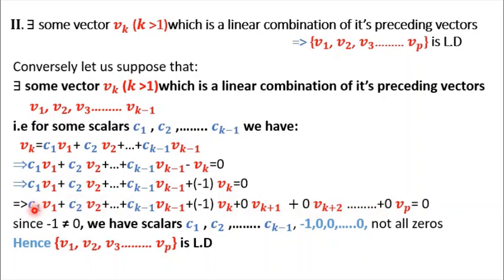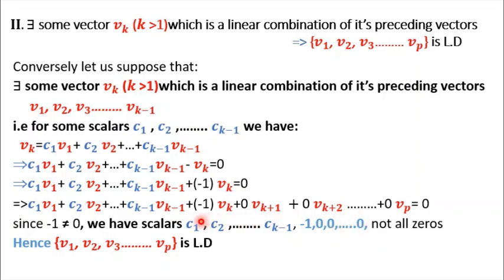Now here if you observe, you have a linear combination of v1, v2, vk minus 1, vk, vk plus 1, vk plus 2, vp. That means a linear combination of all p vectors, and the vector equation is equal to 0. Then what are the scalars? c1, c2 and so on, ck minus 1, minus 1, 0, 0, 0, 0, 0. Now among all these scalars, minus 1 is a non-zero scalar. And what are the other scalars? c1, c2 and so on, ck minus 1, and this minus 1 is here, and the rest of the scalars are zeros.